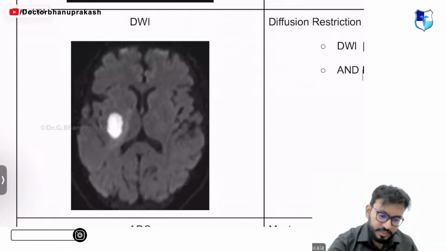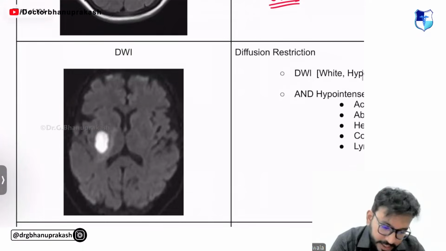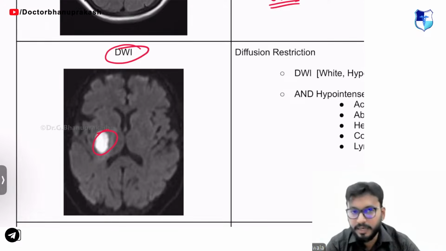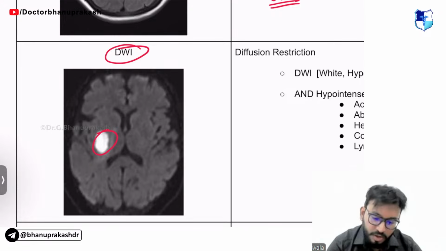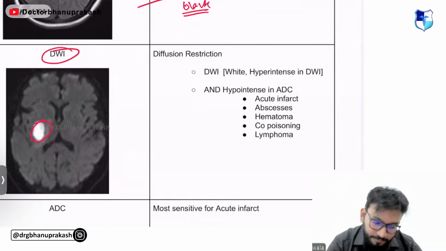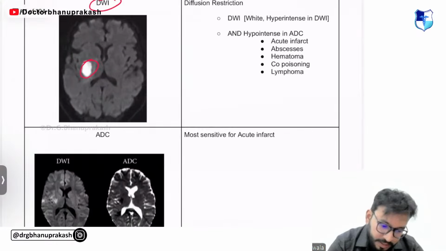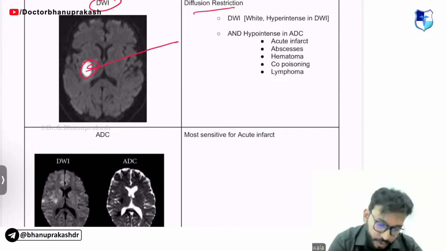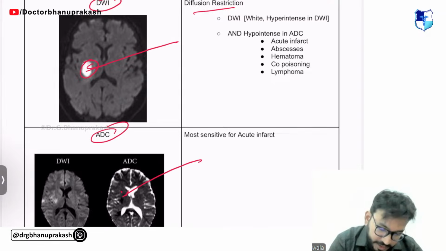Look at this, guys. This is a diffusion weighted MRI, DWI. This area is hyperintense again, known as diffusion restriction. These are the various causes. Diffusion restriction means hyperintense on DWI, or hypointense on ADC.